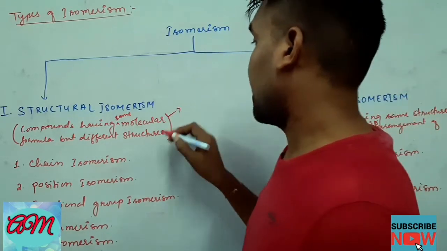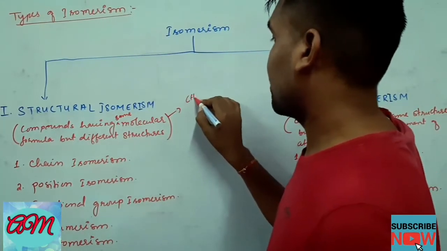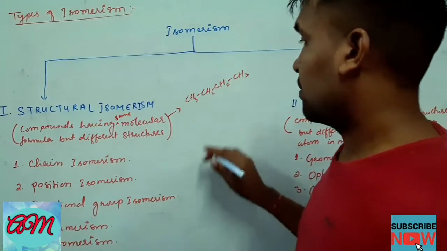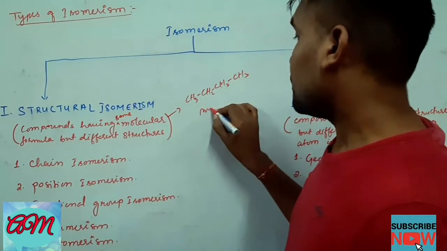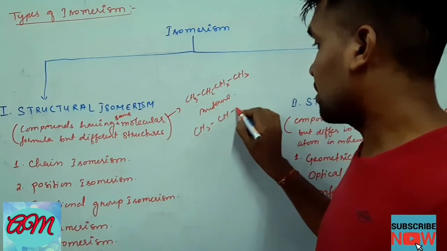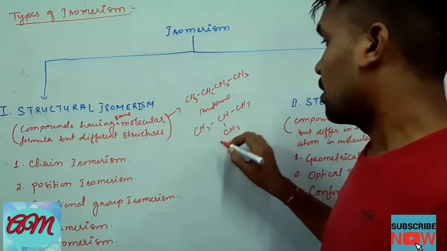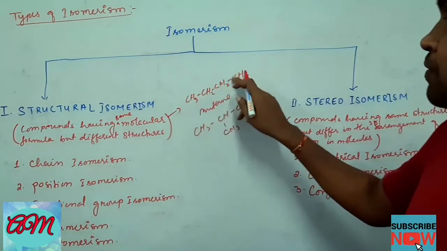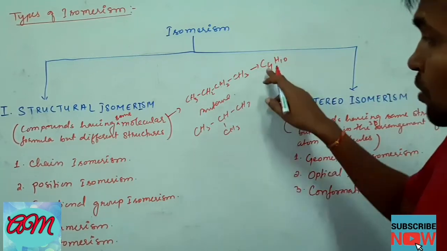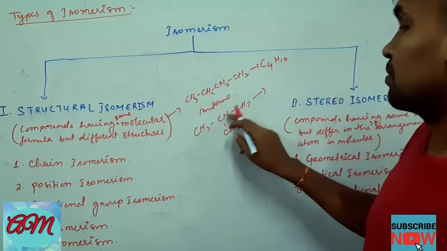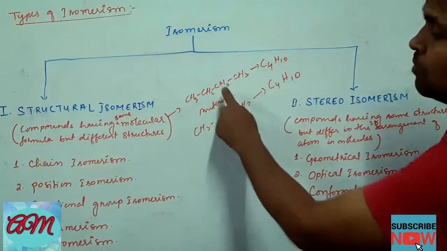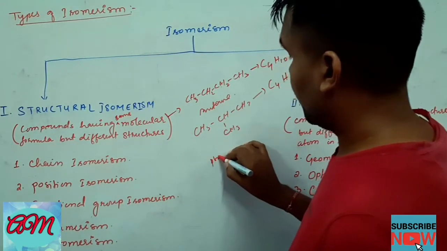For example, I have already shown you one example: CH3, CH2, CH2, CH3. This is one compound, and the name of the compound is butane. Now the same compound, if I arrange it this way, CH3, CH, CH3, and here CH3. Count the number of carbons here, 1 2 3 4, so it is C4, and H is 10, so H10. The molecular formula is C4H10. This compound has 4 carbons and the molecular formula is also C4H10. So these two compounds, the name of this compound will be what? Propane.